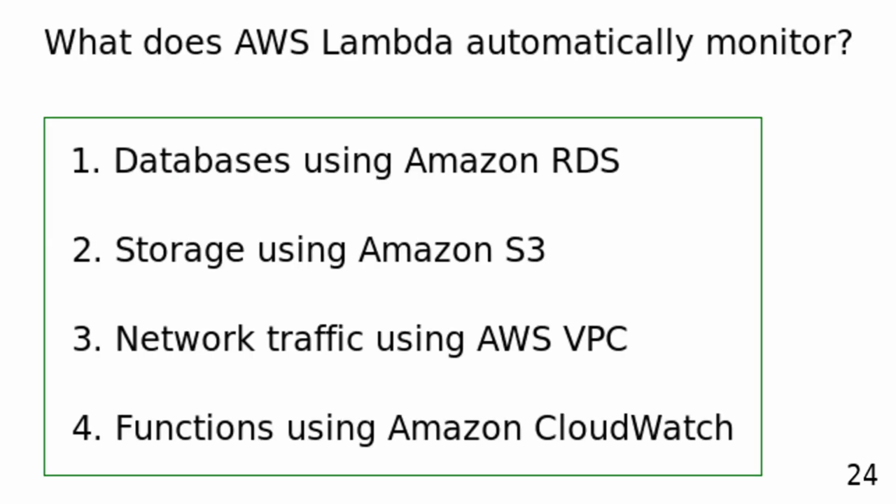What does AWS Lambda automatically monitor? Databases using Amazon RDS. Storage using Amazon S3. Network traffic using AWS VPC. Functions using Amazon CloudWatch.